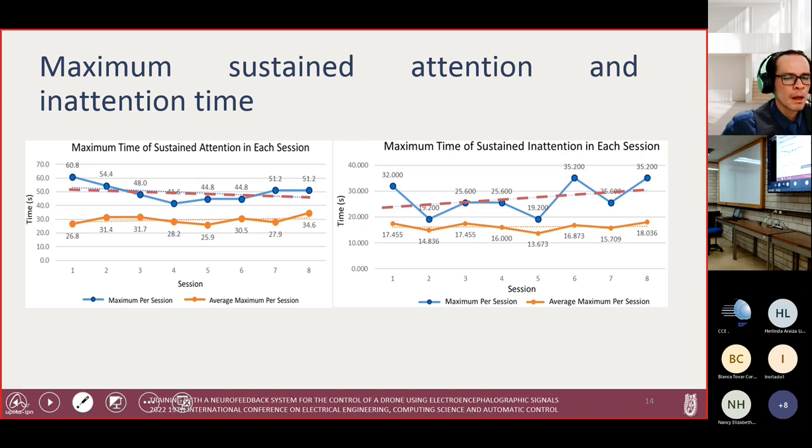After that, we have this comparison with the maximum of sustained attention. For that, we have the maximum among all of the volunteers in just one session. As the sessions went on, we see that this maximum was decreasing. Apparently, that's not a good idea, but we found that all of the volunteers are having a neutral normalization of their attention. On the other hand, the inattention time was increasing, but on average, they maintain it at more or less the same point.